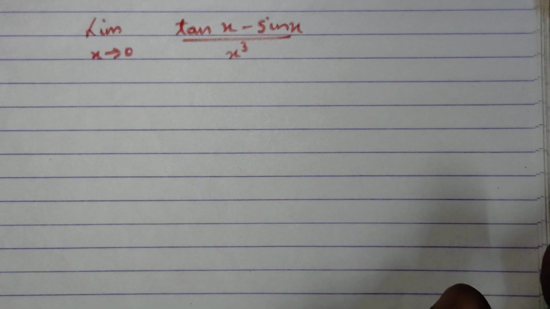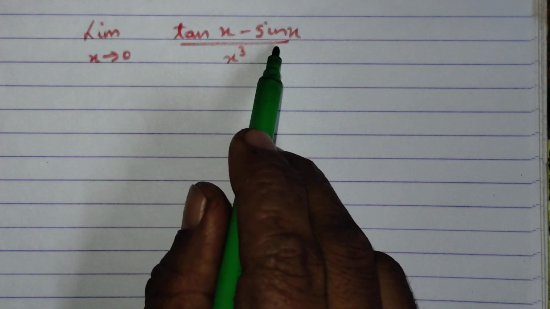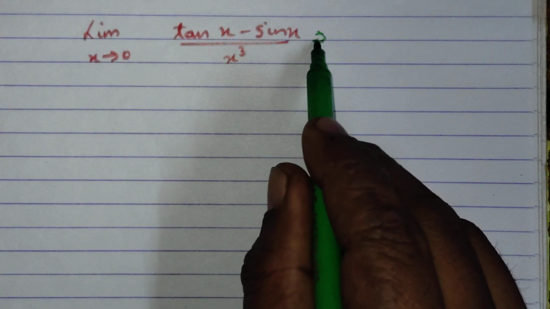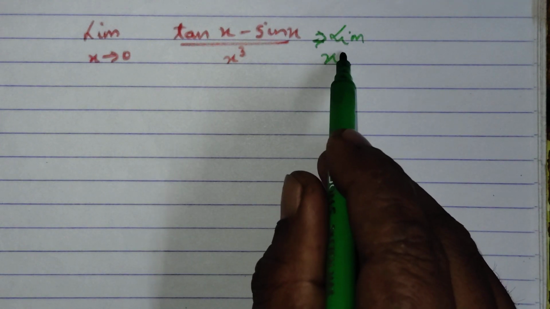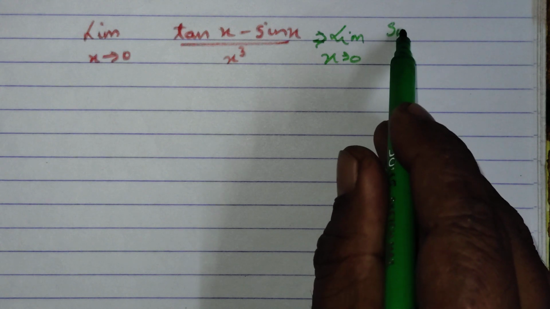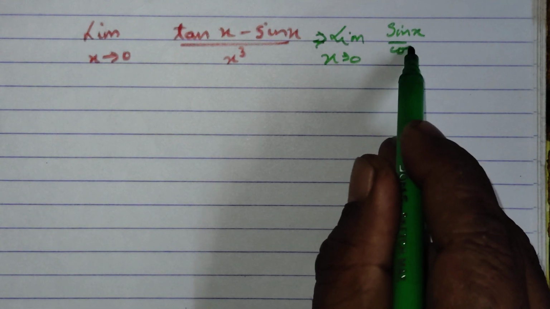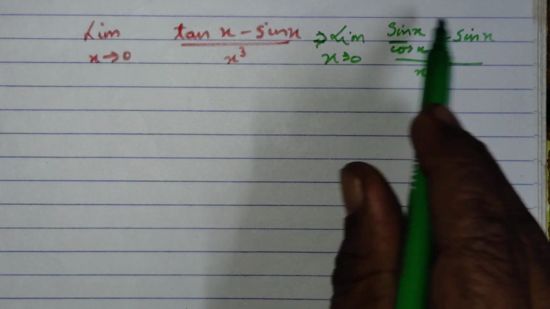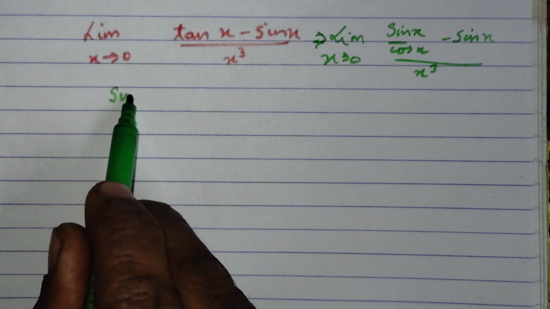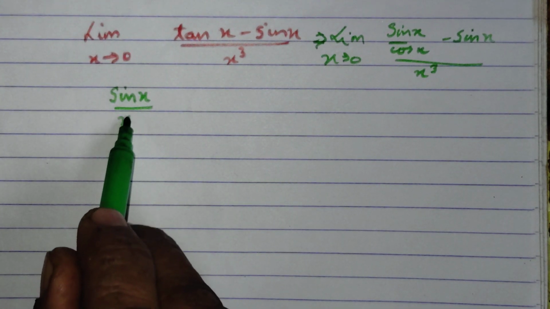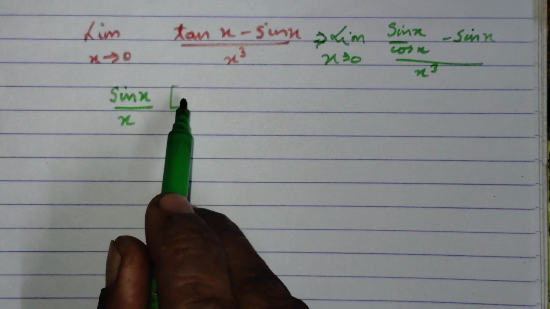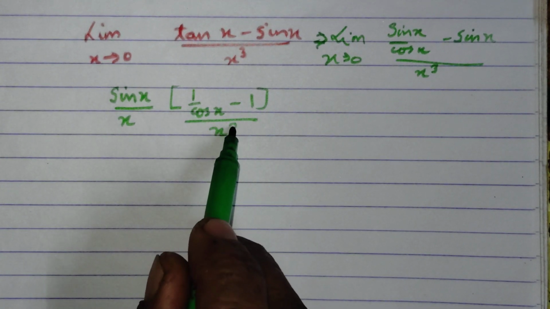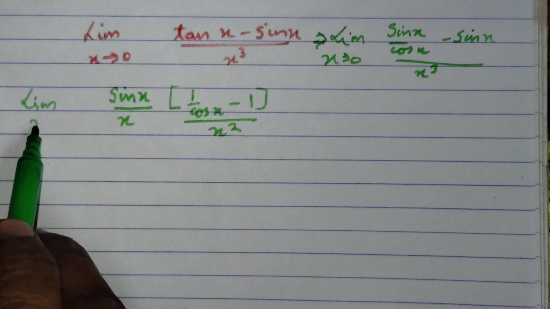This is a very interesting question. Limit x tends to 0, (tan x minus sin x) upon x cube. So tan x is sin x upon cos x, and limit x tends to 0 is written as it is. So (sin x upon cos x minus sin x) upon x cube. Taking sin x common in the numerator, and 1 by x we write from x cube, inside is 1 upon cos x minus 1 upon x square, and there is limit x tends to 0.